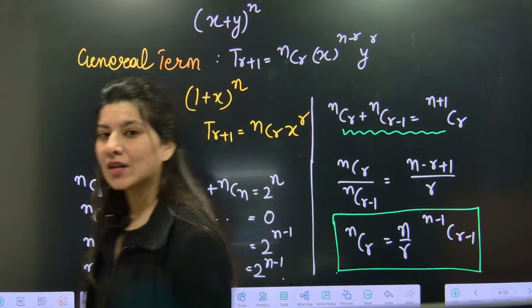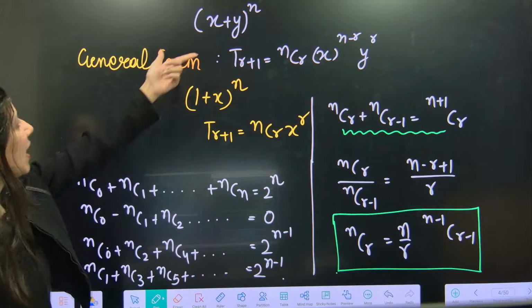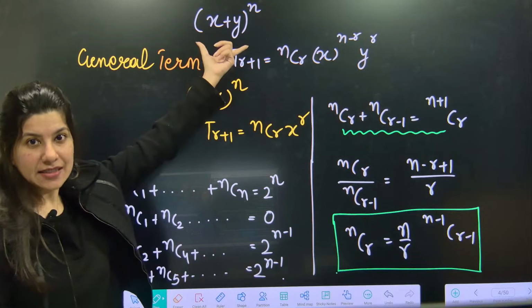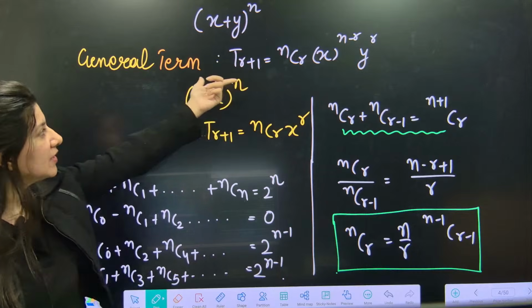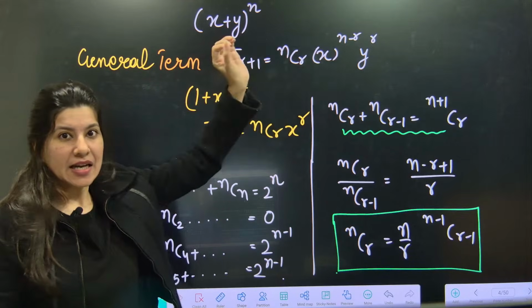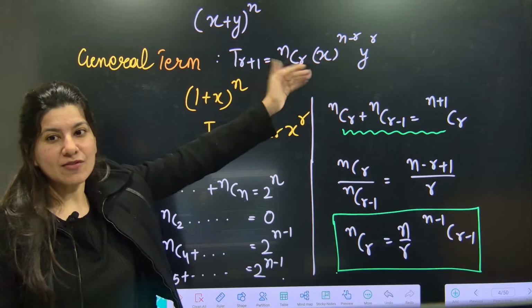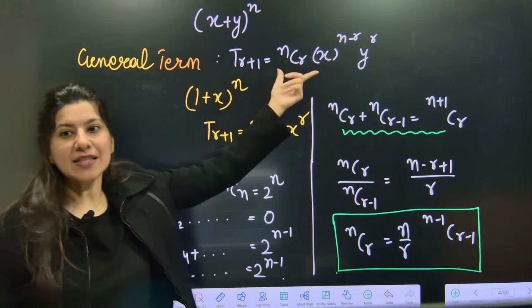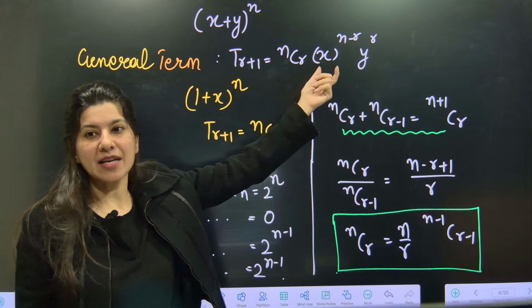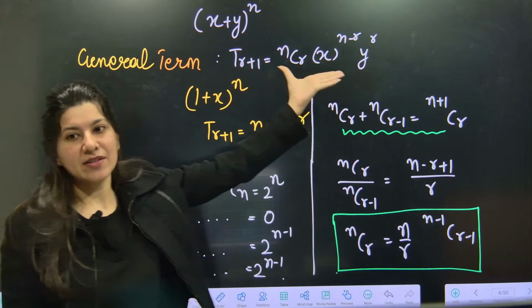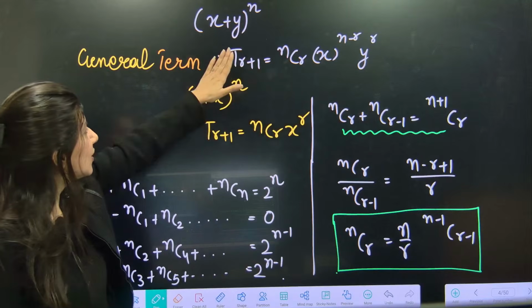Whenever you have (x plus y) power n, the formula of the general term everybody should know. I think 50% of binomial theorem problems are based on this formula, which is T(r+1) equals nCr x^(n-r) y^r. So this is the general term.